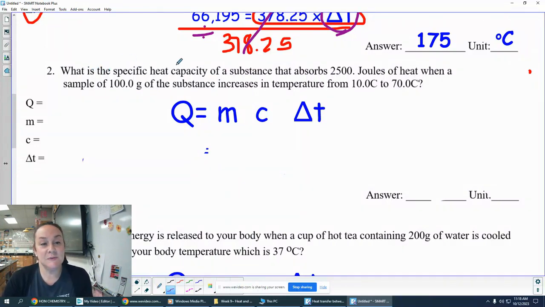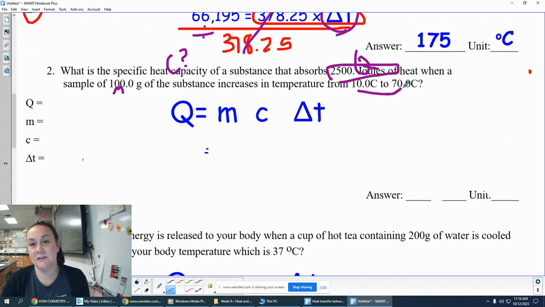So what is the specific heat capacity, so what is C, of a substance that absorbs 2,500 joules, that is Q, of heat energy when a 100-gram sample, that's M, is increased in temperature from 10 to 70 degrees. There are 2 temperatures there. What are we going to do? So remember, delta T is change in temperature. So I'm just going to do 70 minus 10, which is going to give me 60.